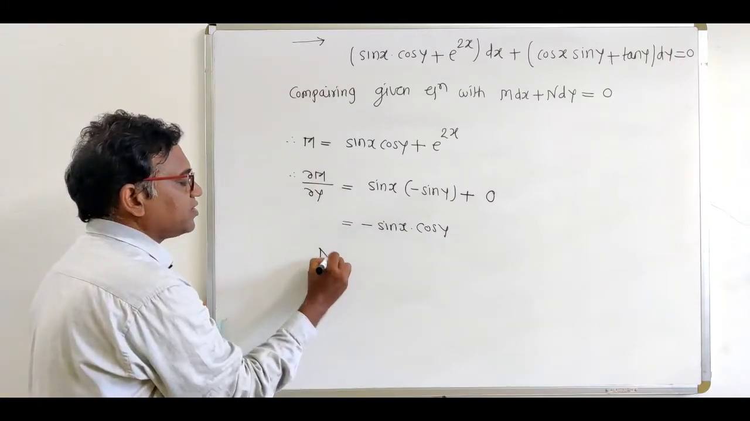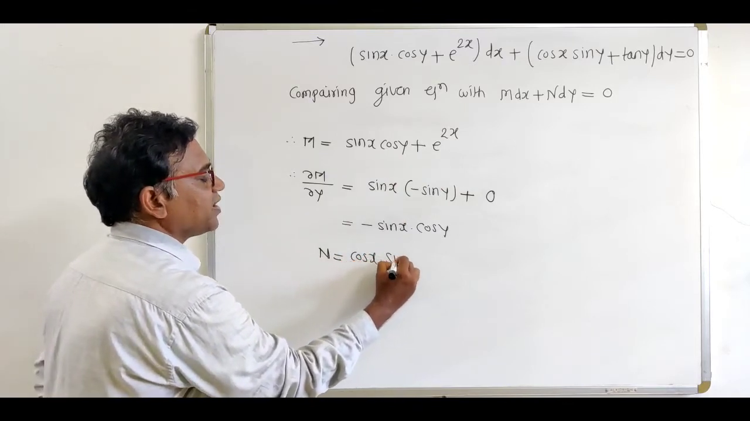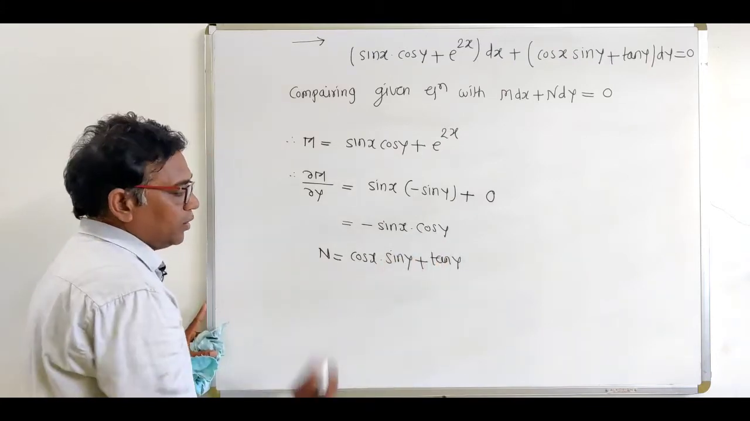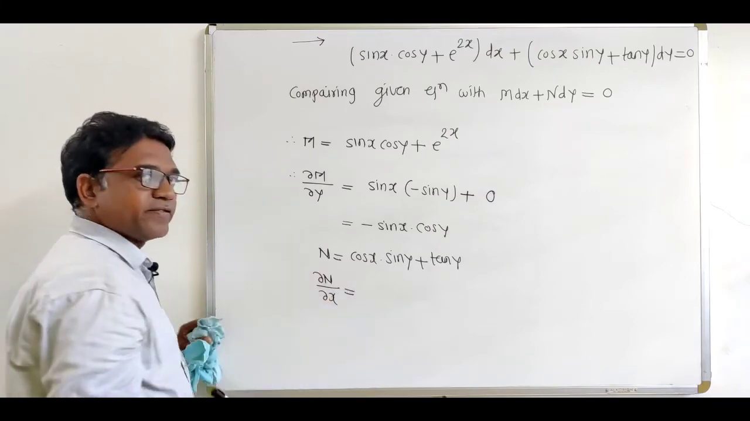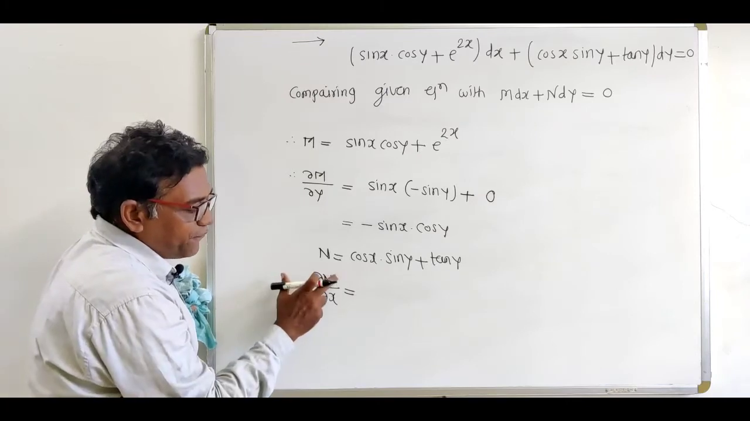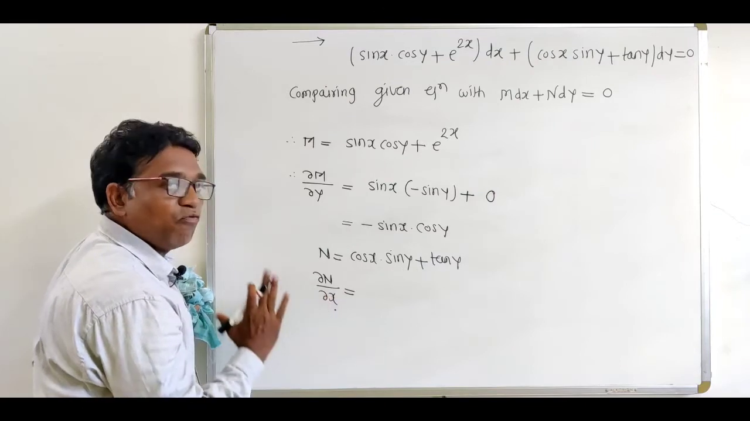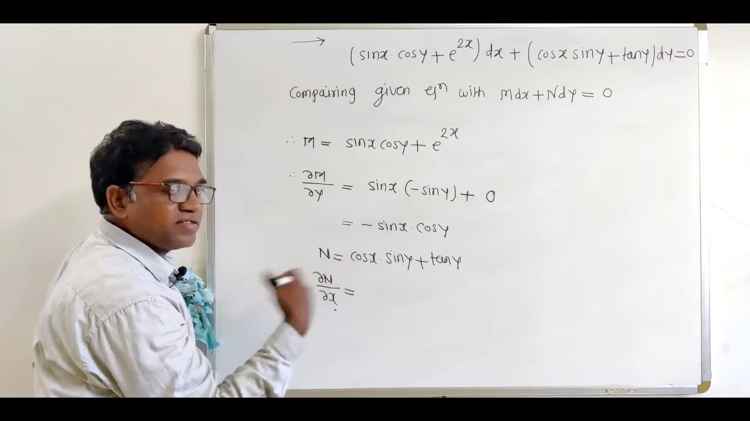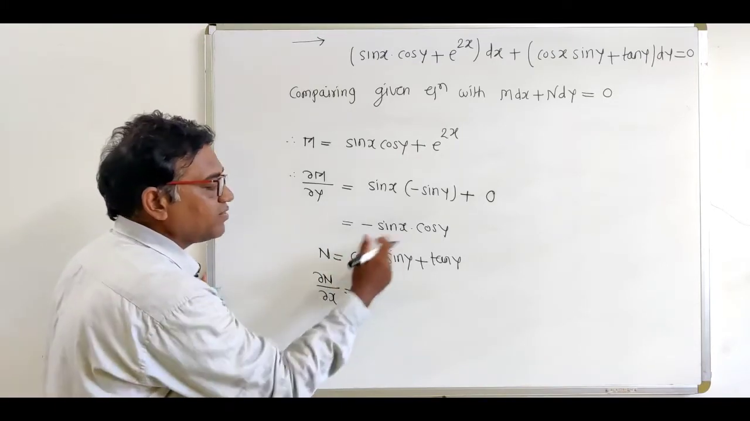Now write N. What is our N? N means the coefficient of dy. So this is cos x into sin y plus tan y. From N, find the partial derivative del N by del x. So how to find del N by del x? Differentiate N partially with respect to x by keeping y constant. There are just two variables, x and y, so for the partial derivative with respect to x, we keep y as a constant.